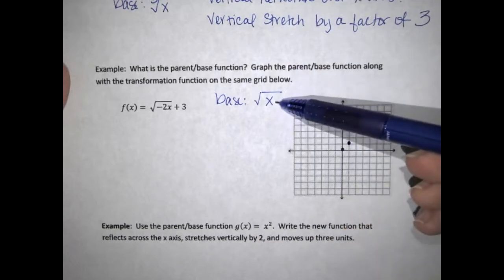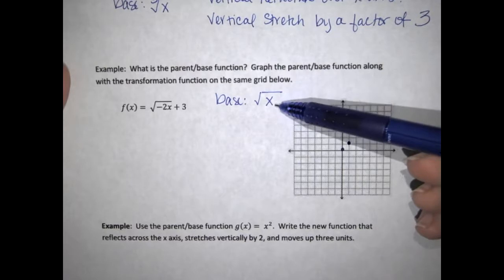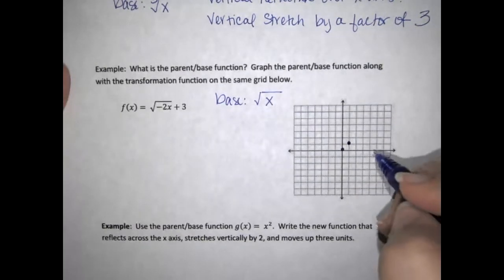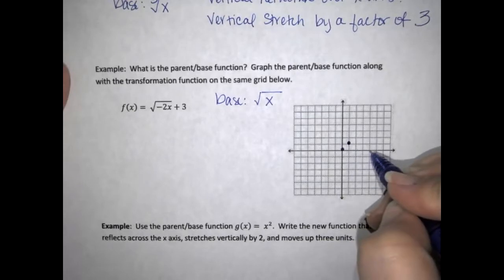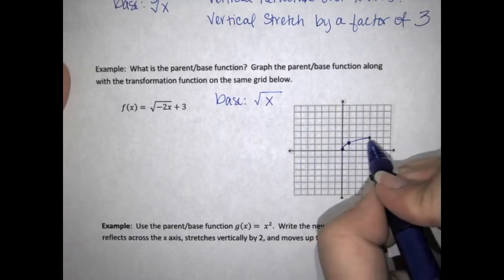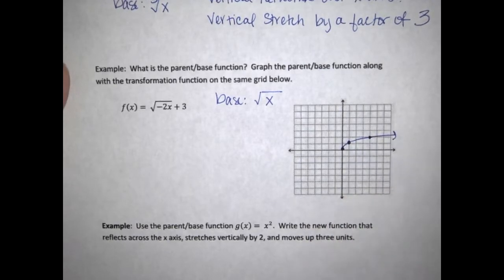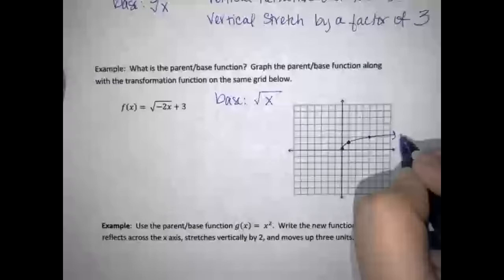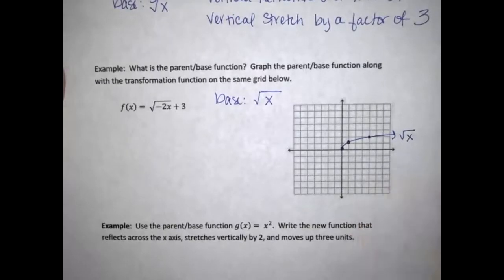And then if you plug in a 2 or a 3, you're going to get a decimal. But if you look at the square root of 4, that's going to be 2. So 1, 2, 3, 4, and then up 1, 2. And so my square root is going to kind of be looking something like this. And that is your base function. Okay, so this one here is going to be the square root of x.